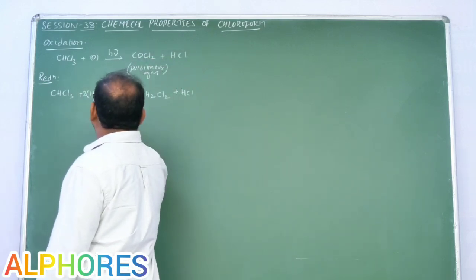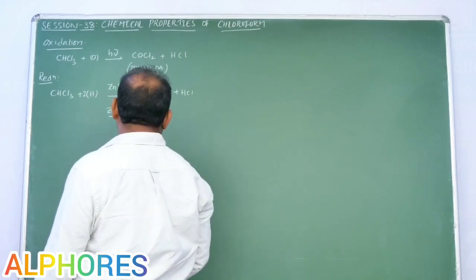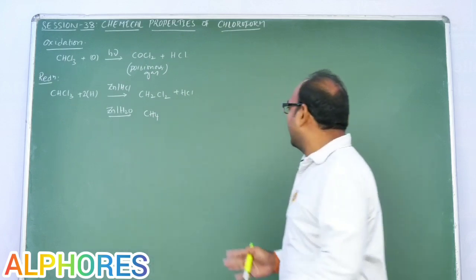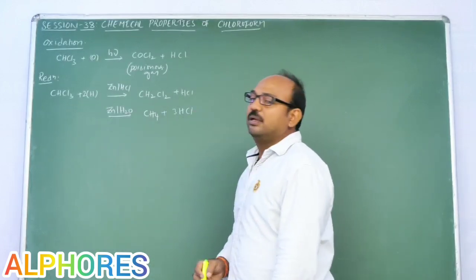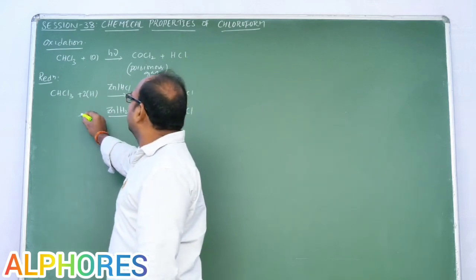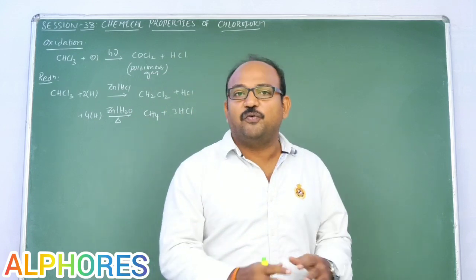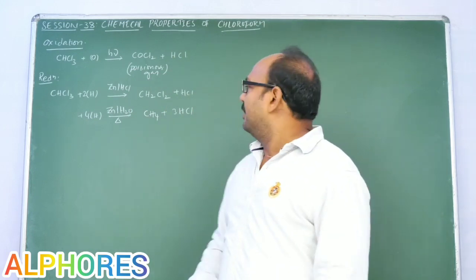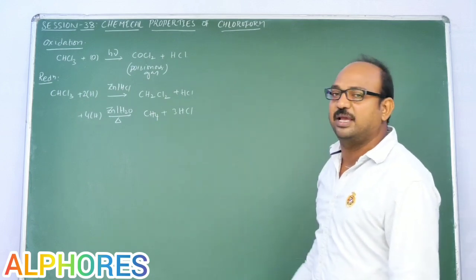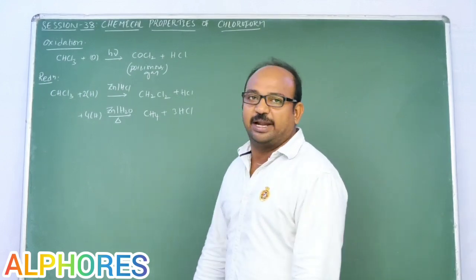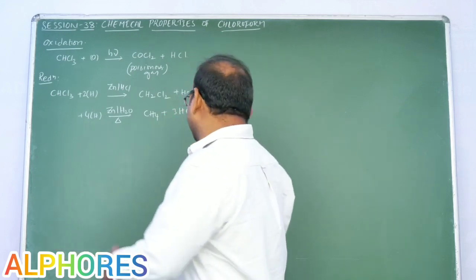Whereas the same reduction in the presence of zinc and water gives methane as the product. With zinc and water, we get methane and 3HCl. That means this is complete reduction, in the presence of zinc, water and heat. Chloroform undergoes complete reduction, whereas the same chloroform reduction in the presence of zinc and HCl gives methylene chloride or dichloromethane. So, oxidation and reduction.